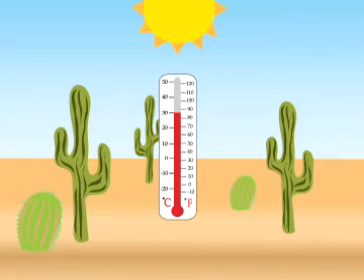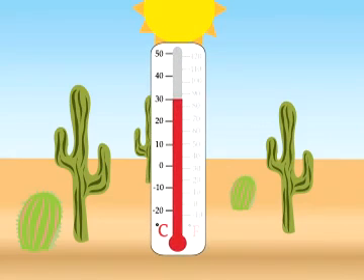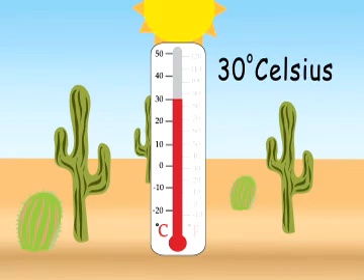We can measure the temperature of the air. This is a hot day. What is the temperature of the air? Look at the thermometer. It is 30 degrees Celsius. 30 degrees Celsius is a hot day.